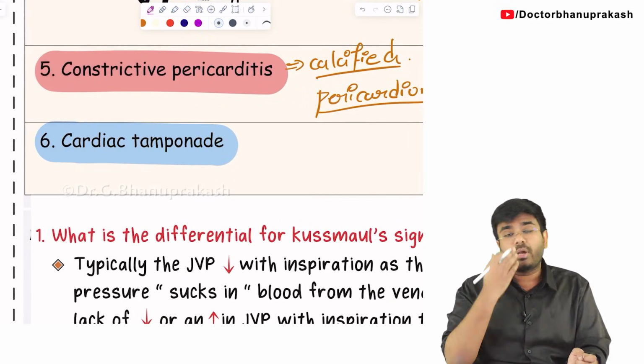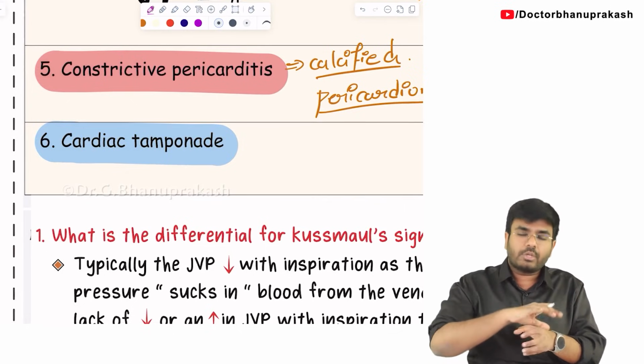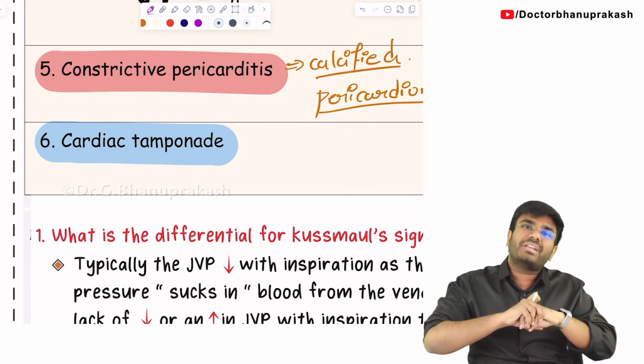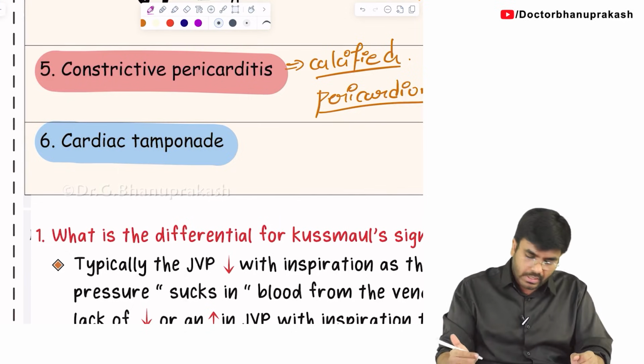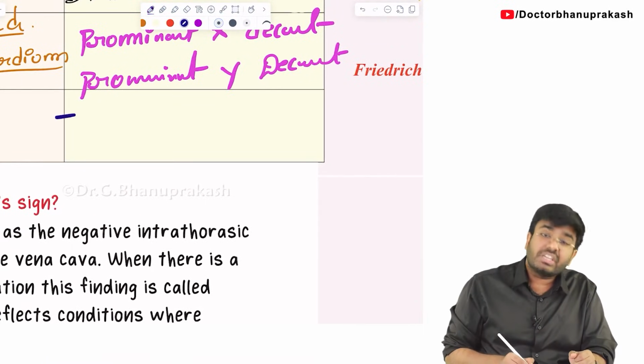Cardiac tamponade means the fluid accumulation around the heart, compressing the heart chambers. Sudden accumulation of fluid or blood or anything which is going to cause the compression of the cardiac chambers. So that is called the cardiac tamponade. In a patient with cardiac tamponade, which JVP changes will be seen?